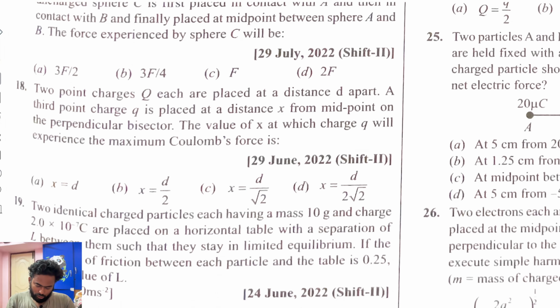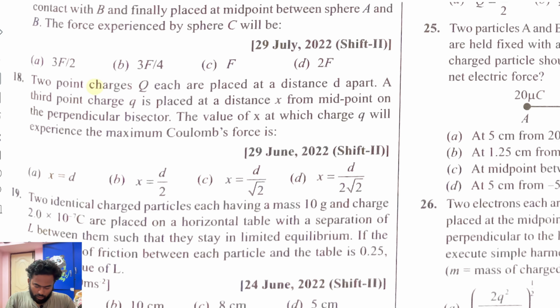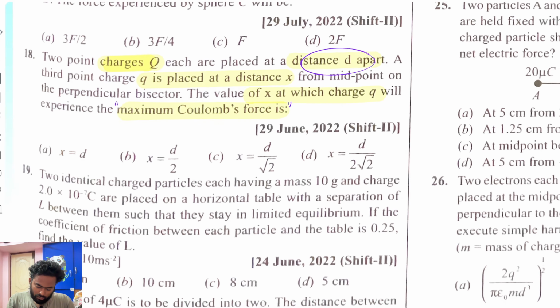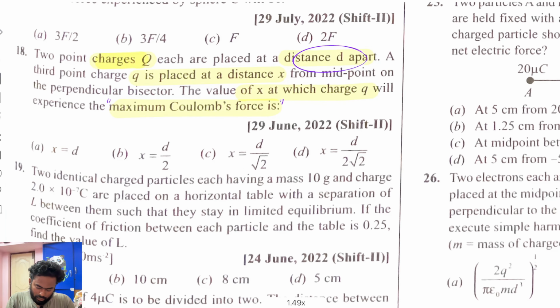Okay, next question. Two point charges Q are placed at distance d apart. A third point charge is placed at distance x from the midpoint. The value of x for which it will experience maximum Coulomb force. Now see, these questions are getting repeated. Q charges are placed d distance apart, so from the center, each Q charge is at a distance of d by 2.